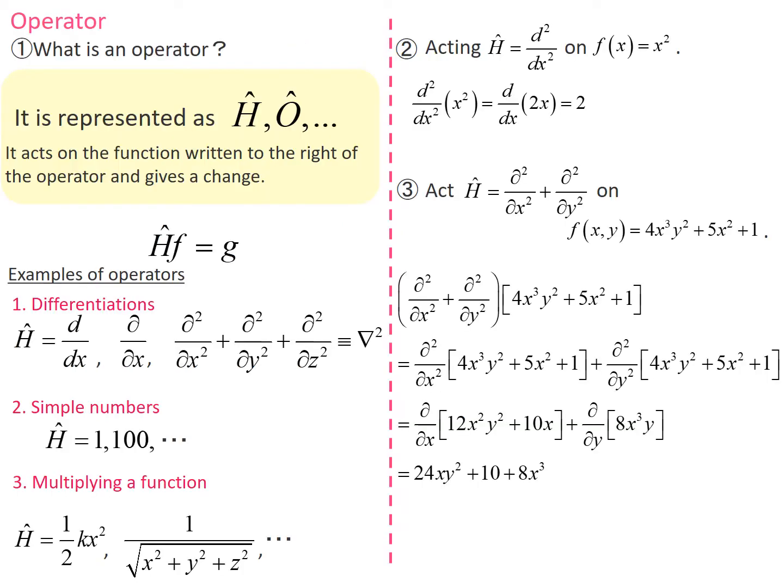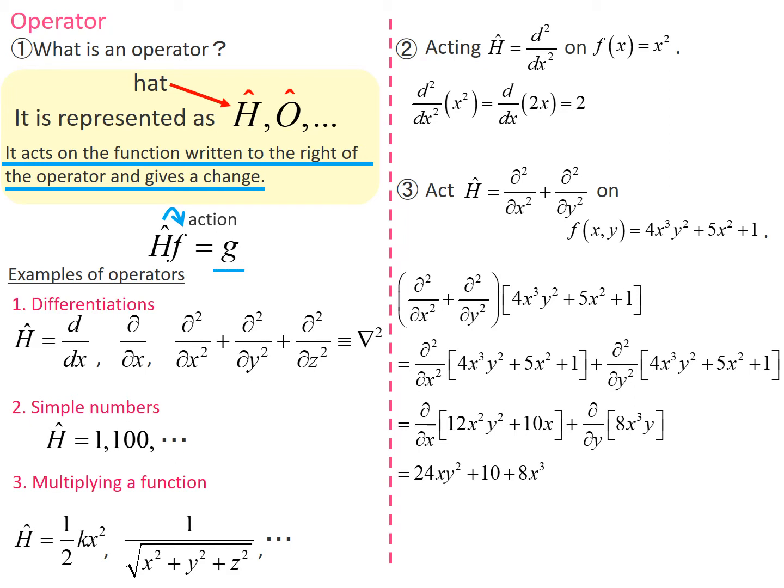Now let's think about operators. An operator is generally written with letters such as H or O, and indicated by a hat at the top of the letter. An operator acts on the function written to the right of the operator and creates a new function. For example, if you have a function called f, the operator h acts on f to create a new function called g.